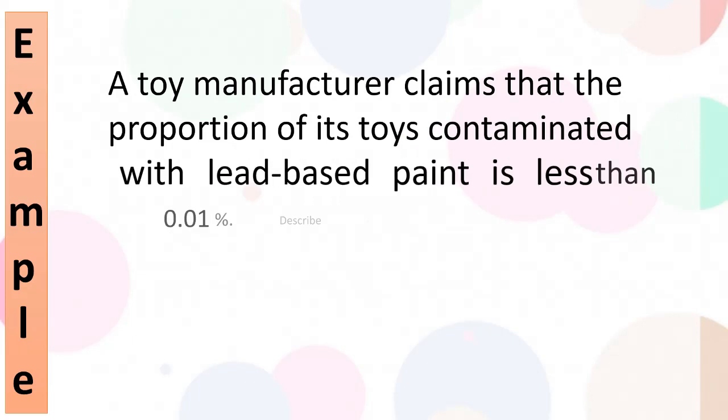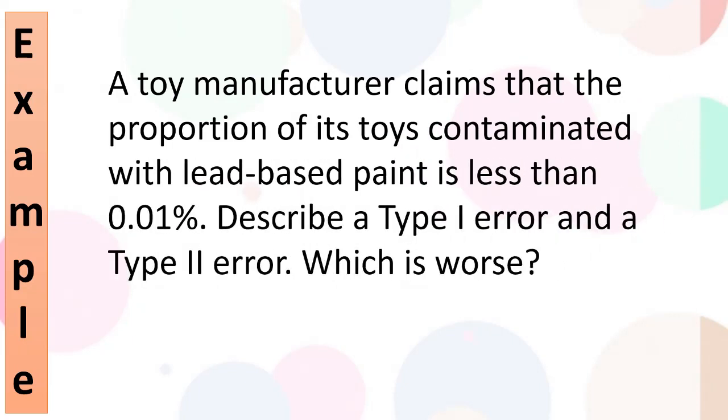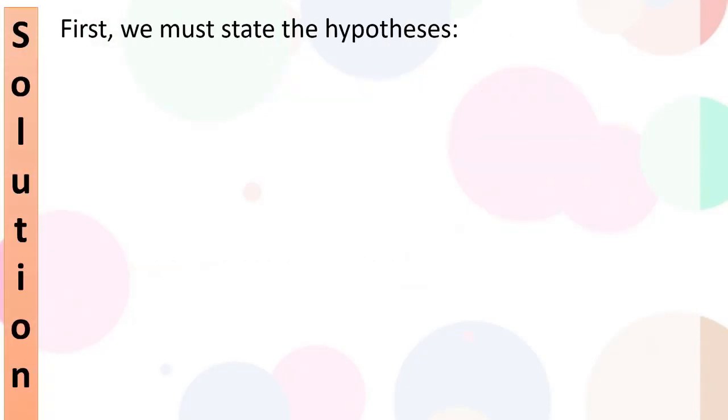Example. A toy manufacturer claims that the proportion of its toys contaminated with lead-based paint is less than 1/100th of 1%. Describe a type 1 error and a type 2 error, and which one is worse. Okay, so we don't really want any toys with lead in them. That causes all kinds of problems. So let's think about what that said again. It said that the proportion of its toys contaminated with lead-based paint is less than 0.01%. So proportion is P less than 0.01.